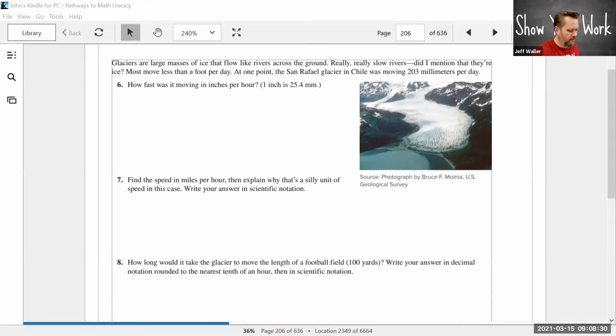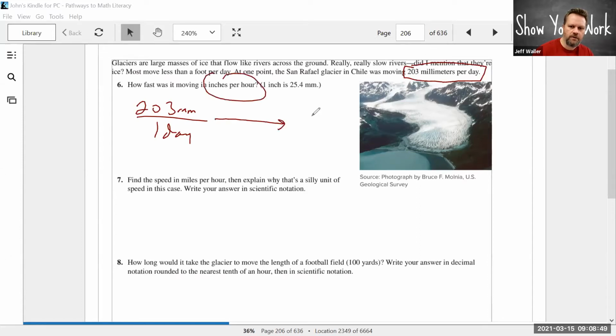On number 6. Anybody? 203 divided by... No. You're not dividing. Yeah, 203 millimeters per day. You're going to write that down. You always write down what you're starting with, and then you're eventually going to go to what they want you to end up in. So I am trying to take millimeters per day and change it into inches per hour. Does everybody understand that so far? You write down what you're starting with, and in the middle is going to be a bunch of conversion factors. So you're going to have to convert between millimeters and inches and so forth.